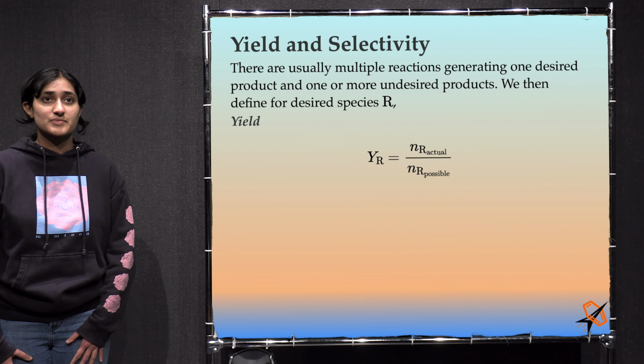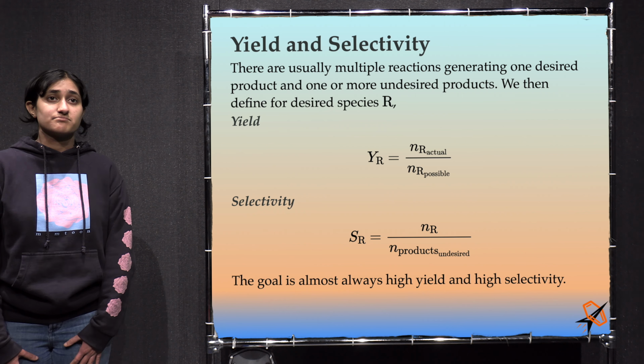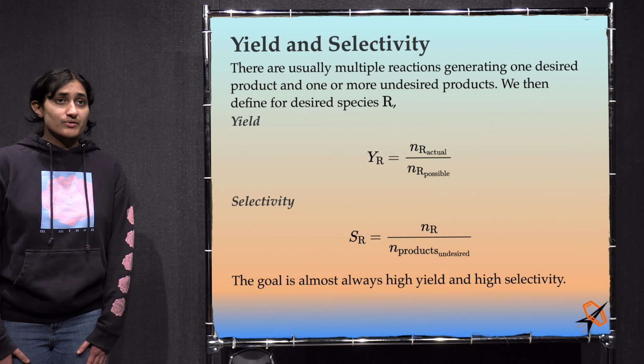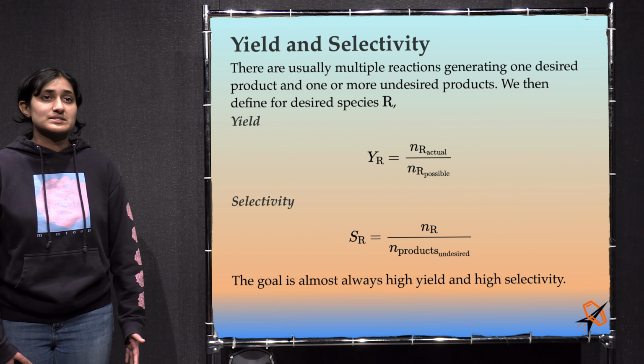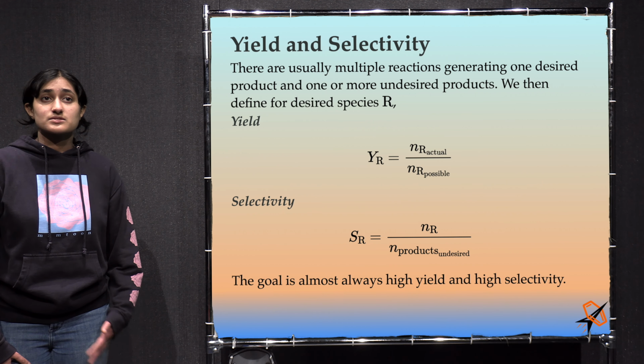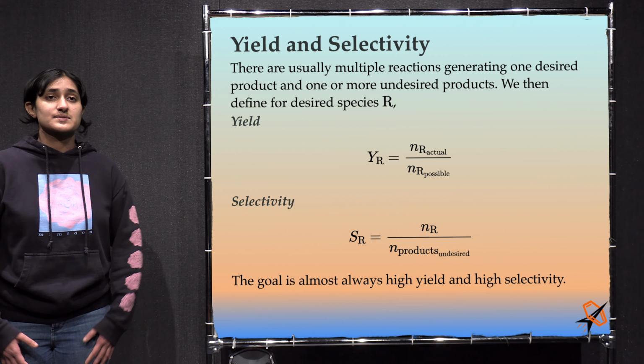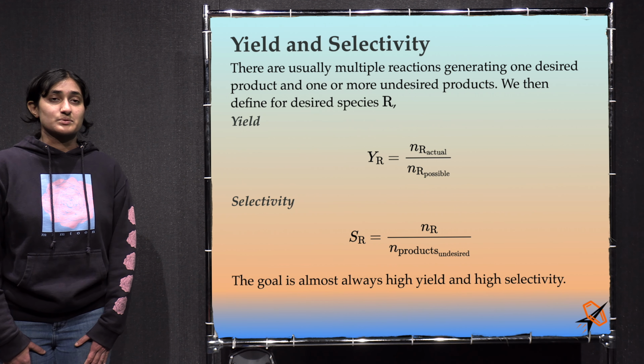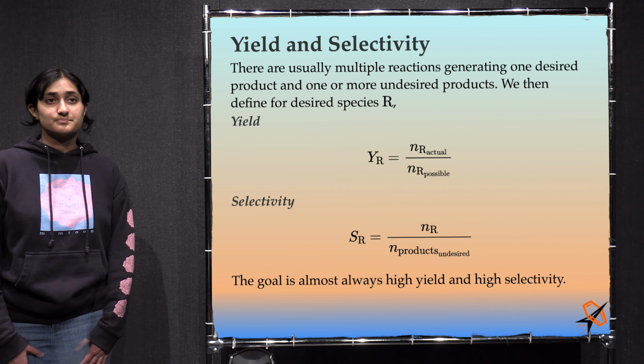Selectivity is the ratio of the actual moles or molar flow rate of the desired product to the sum of all the undesired products. The goal in a reactor is almost always high selectivity, and usually high yield. However, if low fractional conversion of the reactant and hence low yield of the product results in high selectivity, we can use recycle to increase the overall yield of the product. See the Recycling Before Recycling Was Cool video for further details.